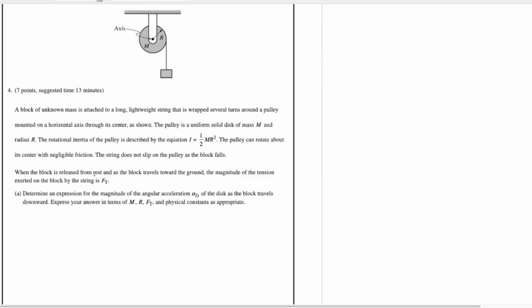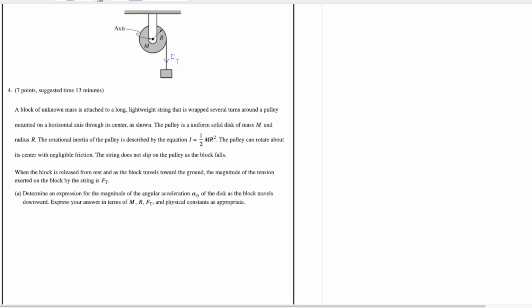When a block is released from rest, and as the block travels towards the ground, the magnitude of tension exerted on the block by the string is Ft. So we know there's a tension Ft acting here. Now, determine the expression for the magnitude of angular acceleration alpha d of the disk as the block travels downward. Express your answer in terms of m, r, Ft, and the physical constant as appropriate.